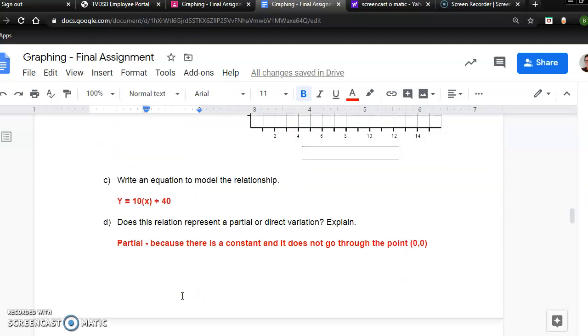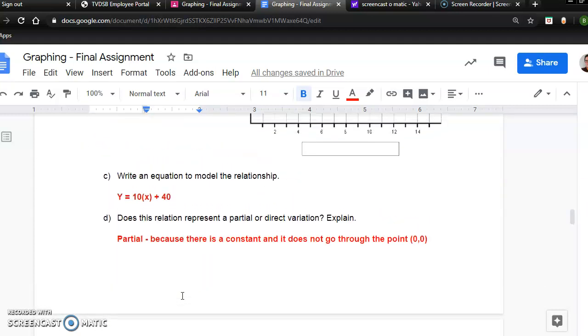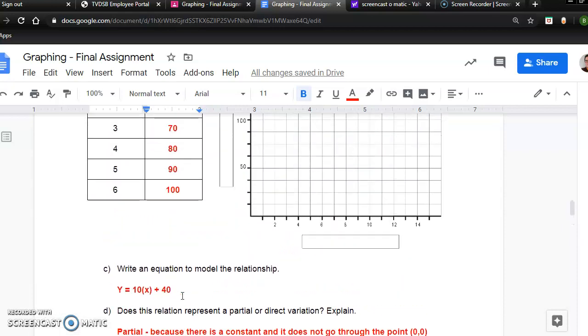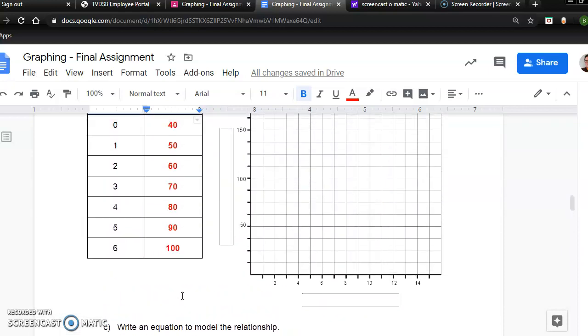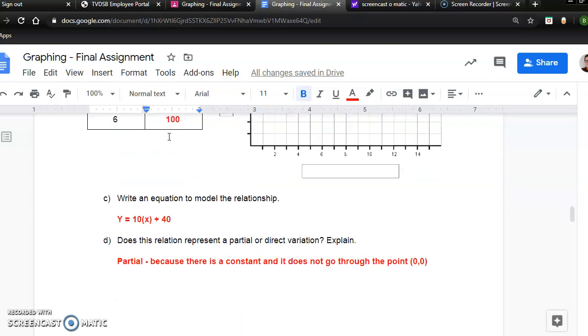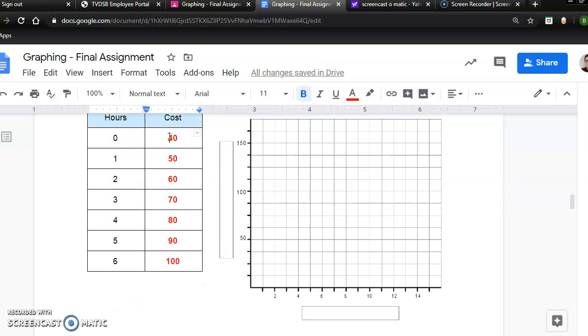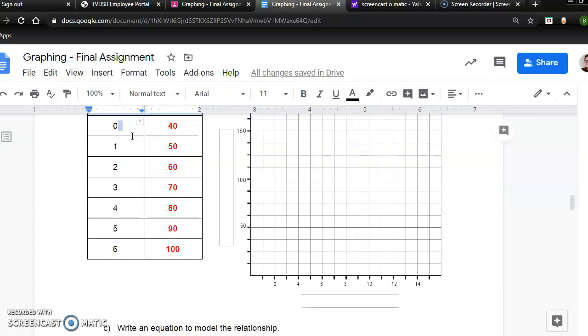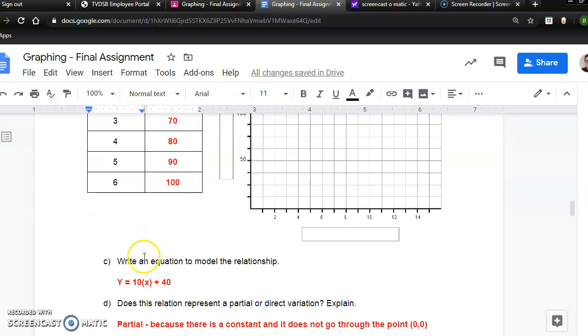Pretty simple. What's the equation? Well, it's y equals 10x plus 40. How did I get that? Well, it starts at 40, so that's going to be our constant, our plus 40. How did I get 10 as our multiplier? Same as the last question. 100 minus 40 is 60. 6 minus 0 is 6. 60 divided by 6 is 10. So 10 is our multiplier. Y equals 10x plus 40.